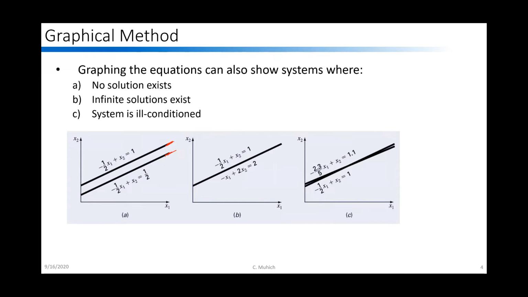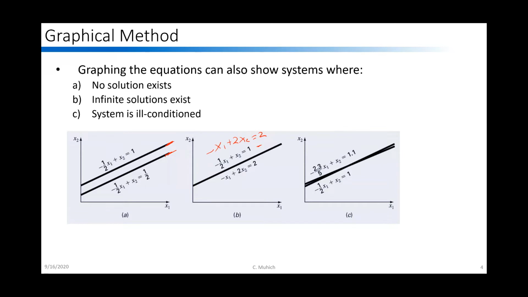On the other hand, we can have cases where an infinite number of solutions exist. This is shown here with a similar equation. If we have negative 1/2 x1 plus x2 equals 1 and negative x1 plus 2x2 equals 2, if we plot these, you'll see that they fall into the same line, right? I can convert the top equation into the bottom by multiplying by 2. I would get negative x1 plus 2x2 equals 2. So they're the same equation. There's an infinite set of solutions.